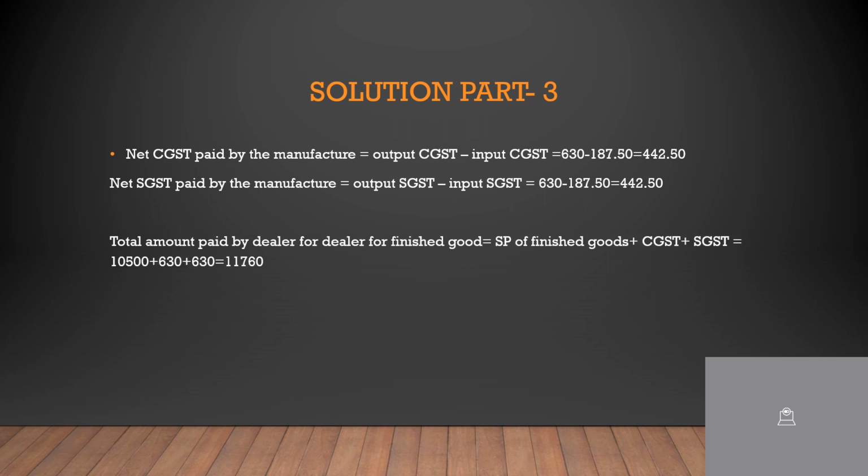And the total amount paid by the dealer for the finished good will be SP of the finished good plus CGST plus SGST, which is equal to 10,500 plus 630 plus 630, which is equal to 11,760. So this is the end of the question.